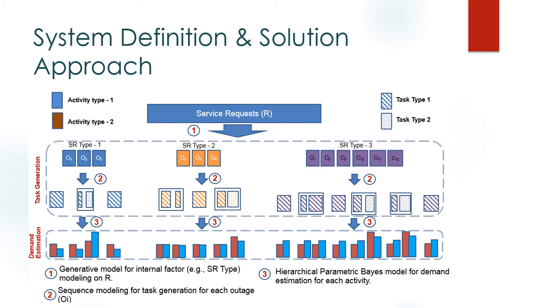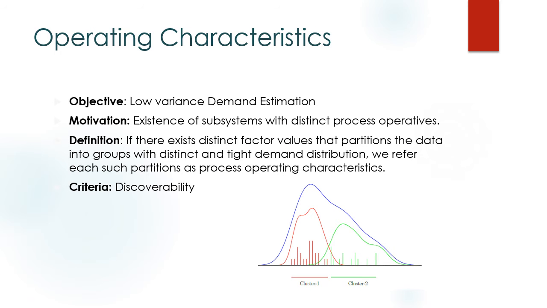Each task is a set of predefined activities. Resource demand associated with each activity type is distinct. Process operating characteristics is another key concept we have introduced in this work to achieve a low variance demand estimation. The operating characteristics is a factor-driven subsystem identification that exhibits distinct demand response distribution.